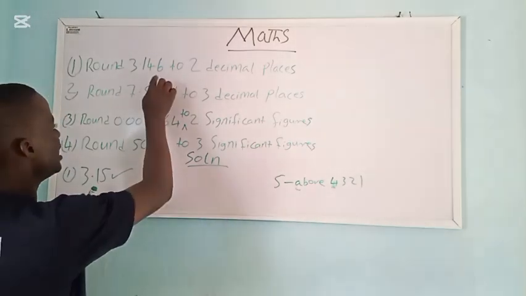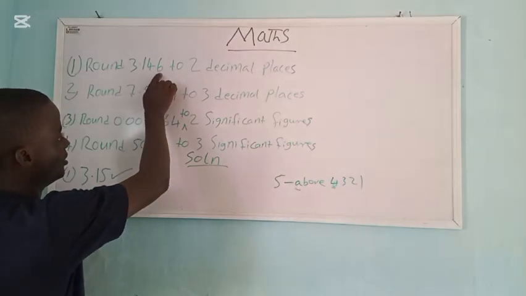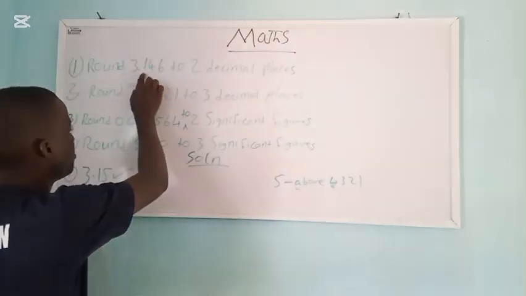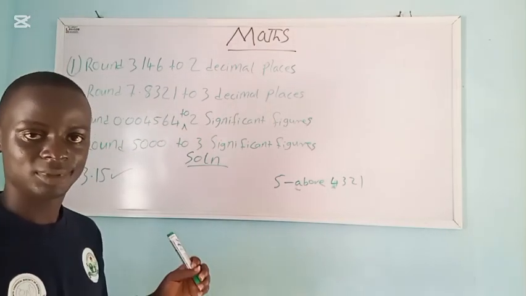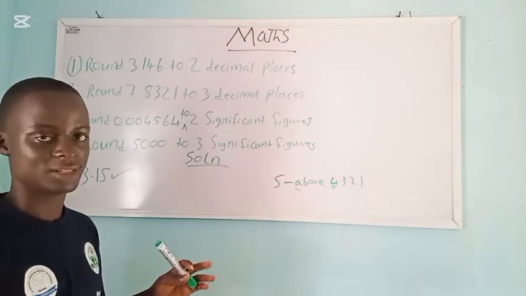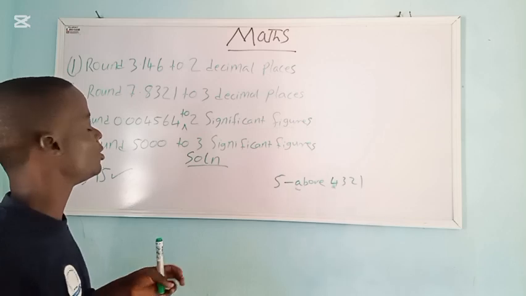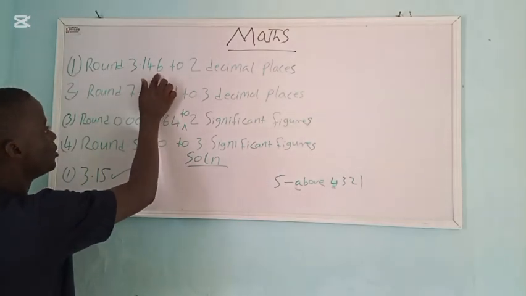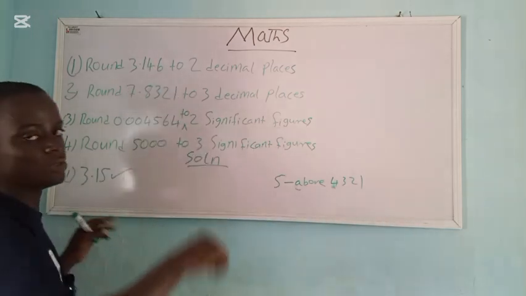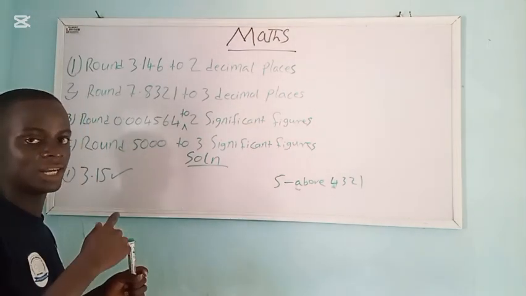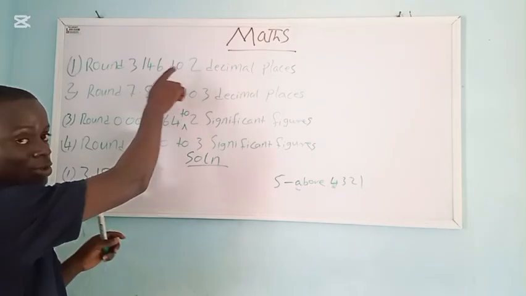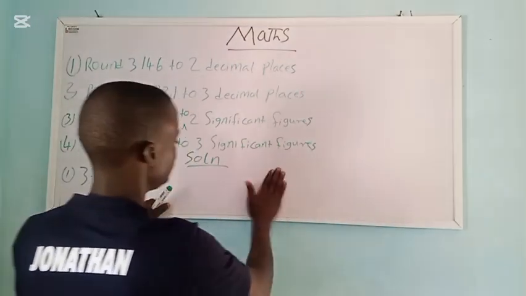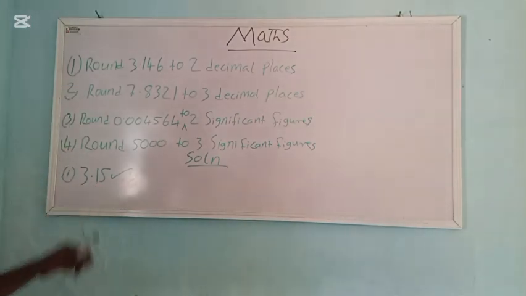In case this 6 is 4, I'll only write 3.14. I will not round up. Do you understand? That is how it is. But if it is 5 and above, you need to round up. You will add 1 to the 4, the number that it is following. So now let's continue. This is the answer for number 1.